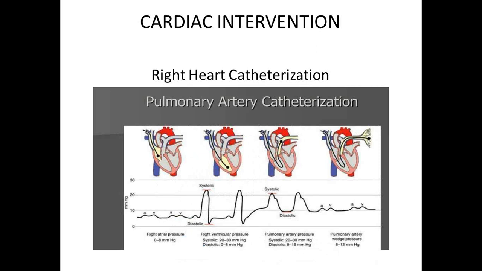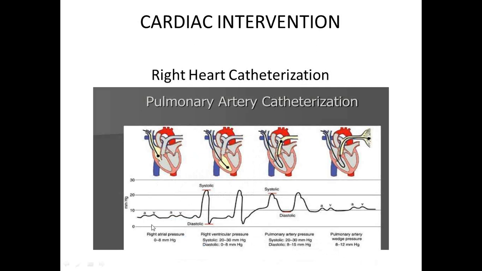All right, so you're going to enter the right atrium. Wherever you got your access, you may get your access from the brachial, or from the femoral, or from the jugular. You're still going to enter the right atrium. When you enter the right atrium, you'll get pressures looking like this. We call it the right atrial pressure.